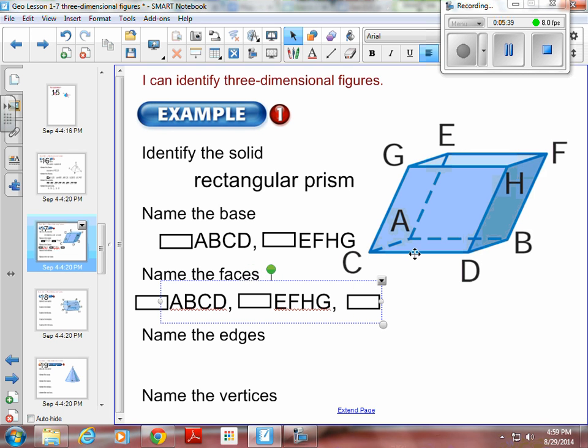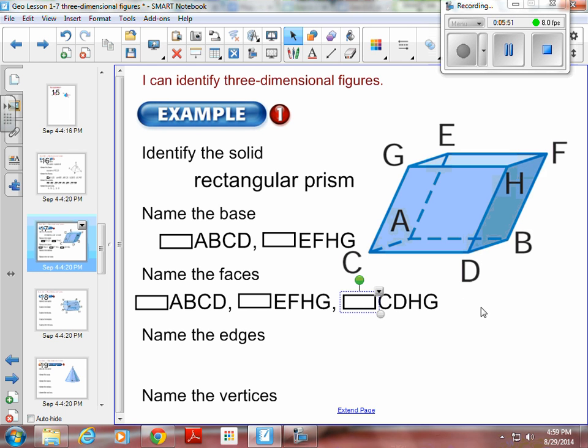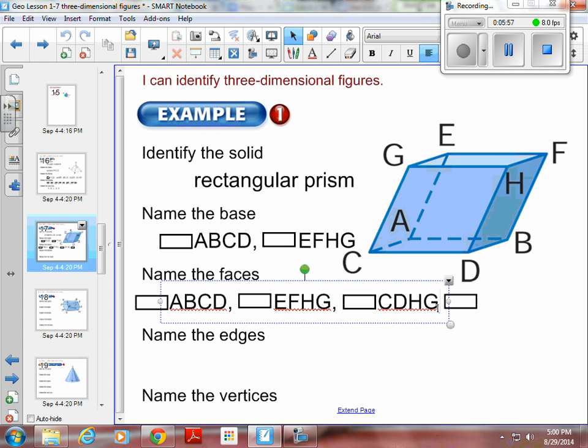So I did the top and the bottom, so now I can do the front. So this would be C, D, H, G. I'm halfway there. Okay, after C, D, H, G, that was the front.